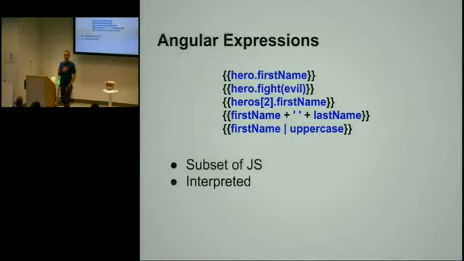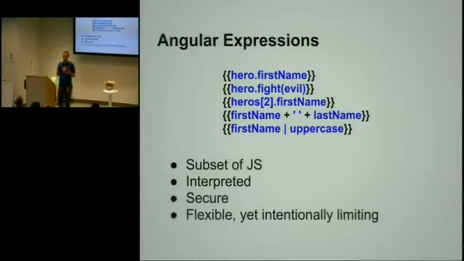It's interpreted, and this is a very important thing because that makes the expression secure. We don't use evals. If you start using evals, it's hard to avoid security problems, and it's also hard to get the execution context of the expression right. And all of the expressions in Angular are executed within the context of the scope, and I'll get to that soon.